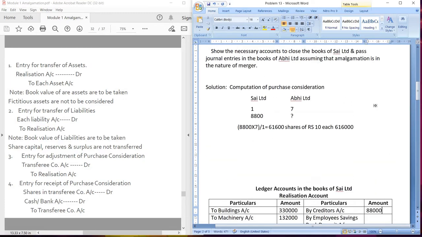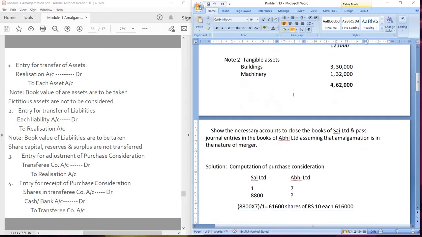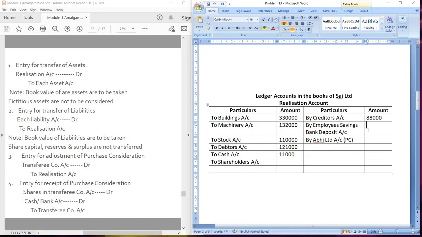Next, by employee savings bank deposit 55,000. So we are done with the second entry as well. Now the third entry is for adjustment of purchase consideration. Transferee company account debit to realization account.